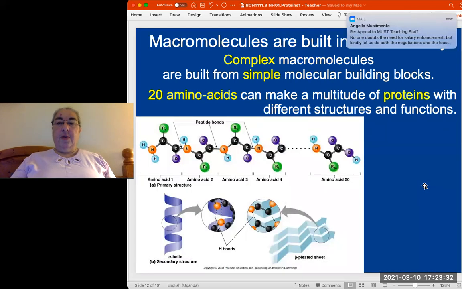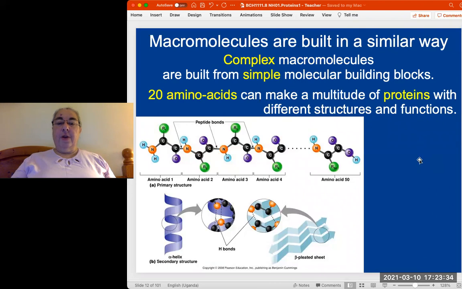Okay, so if I move on. So macromolecules are built in a similar way. So here we see the example that we're going to be starting with. Amino acids are being joined together in a long chain to make a polypeptide chain. Okay, we'll explain those words soon.